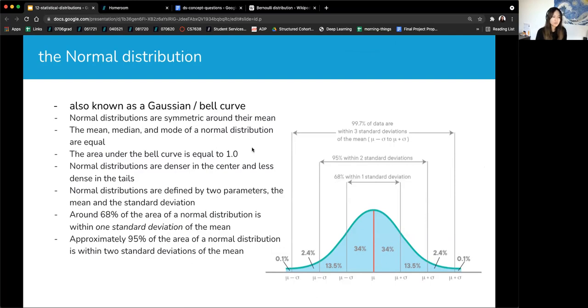So first, normal distributions are symmetric. So normal distributions are symmetric around their means. So bell curves, they're symmetric. They're the same on the left and they're mirrored on the right.